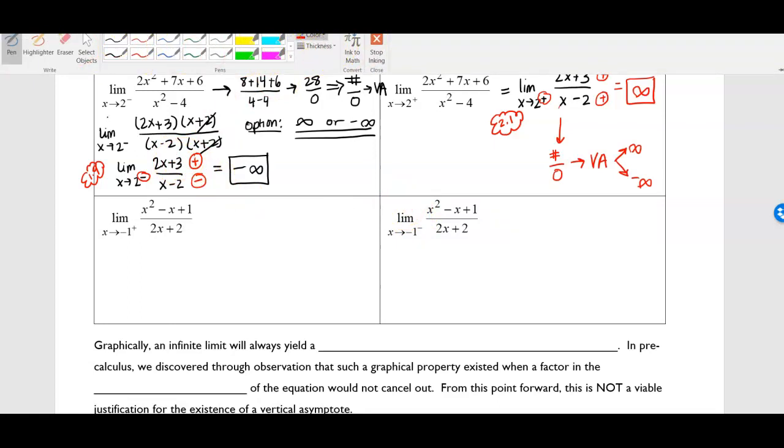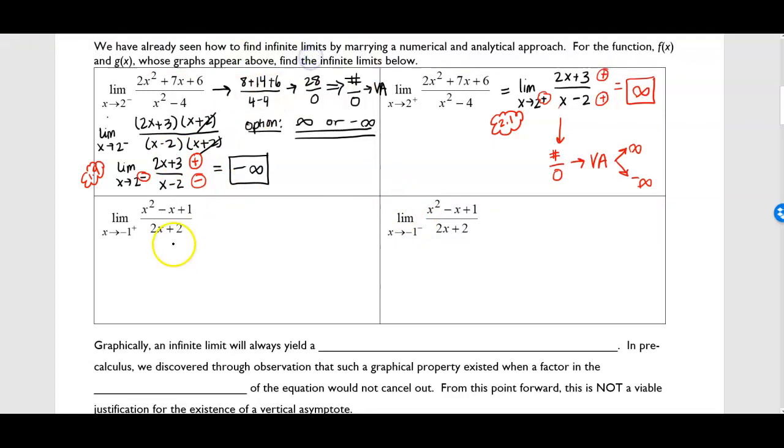Okay, let's try the same thing for g of x. So that was x squared minus x plus 1 over 2x plus 2. If I try to plug in negative 1, I will get 1 over 0. Automatically, if I have a number over 0, that tells me I have a vertical asymptote. So I want to keep that in mind. I have a vertical asymptote. This doesn't really factor. The numerator does not factor, but the denominator does. That can still help us.